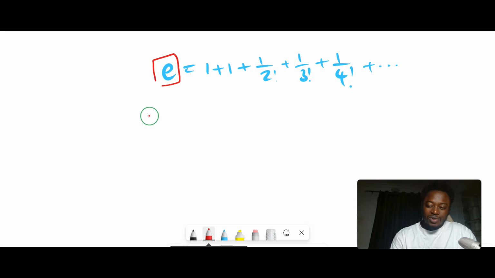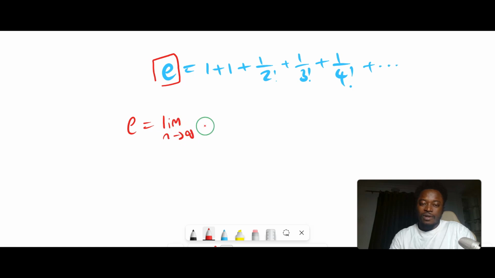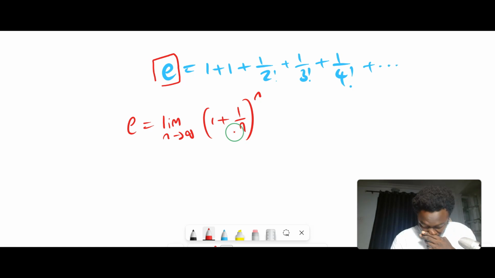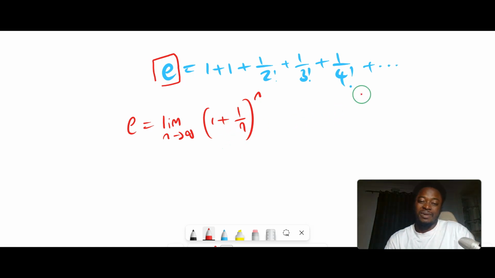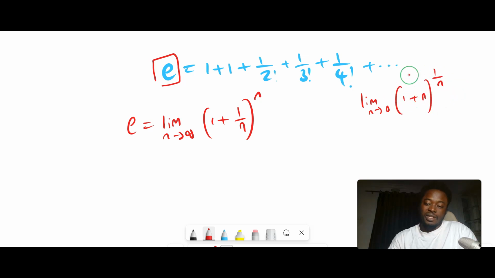Well, we're going to do it straight from the definition, because by definition, e is defined to be the limit as n runs to infinity of 1 plus 1 over n to the power of n. Now, of course, this is actually the same as the limit as n runs to 0 of 1 plus n to the power of 1 over n, if you take n to be 1 over n. But we're going to use this definition as well.